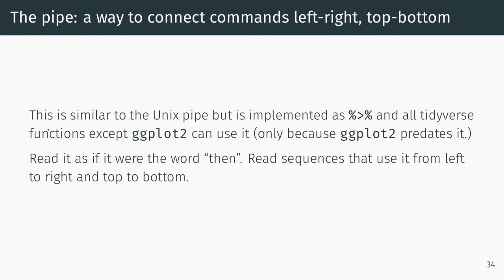The pipe is similar to the Unix pipe, but it's implemented as this incredibly ugly thing instead of the single bar character in Unix. All the functions except ggplot2 can use it, and that's only because ggplot2 predates it. In the book, the authors point out that there's going to be a new version of ggplot2 called ggviz that will allow the pipe character to be used. Although the book has been out for a year, I have not seen ggviz. I don't know if it exists yet or not.